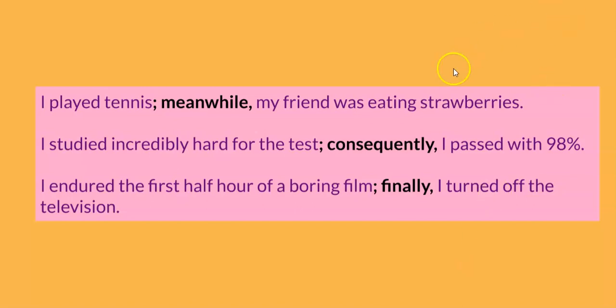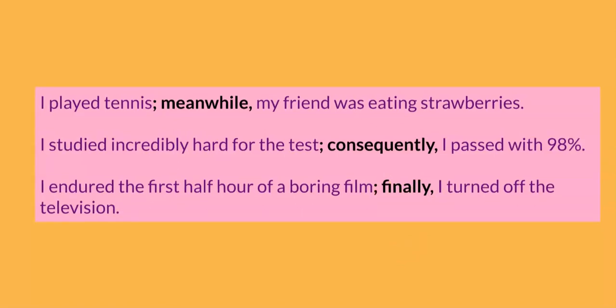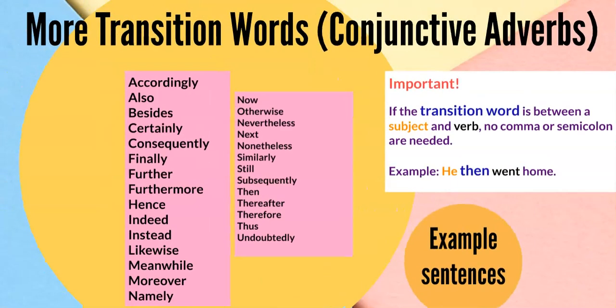I played tennis. Meanwhile, my friend was eating strawberries. I studied incredibly hard for the test. Consequently, I passed with 98%. I enjoyed the first half hour of a boring film. Finally, I turned off the television. Learning how to use these words with a semicolon and comma is an easy way to impress your teacher and an examiner. It's worth noting one important point.